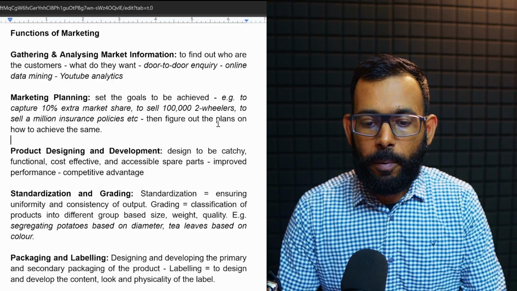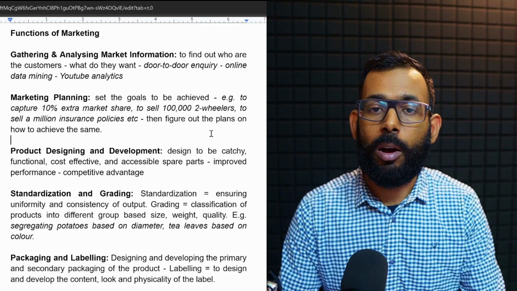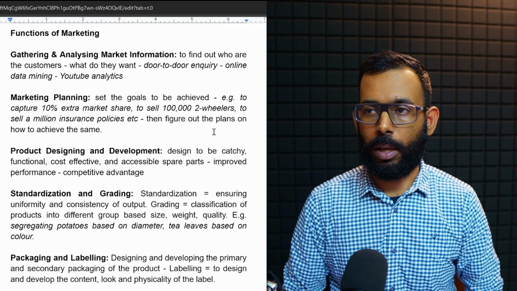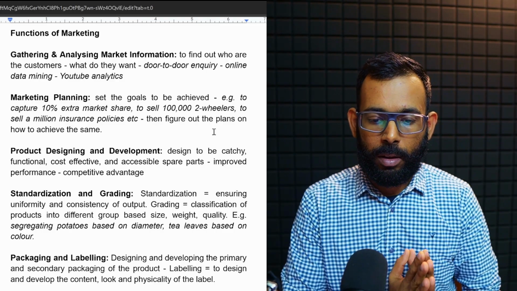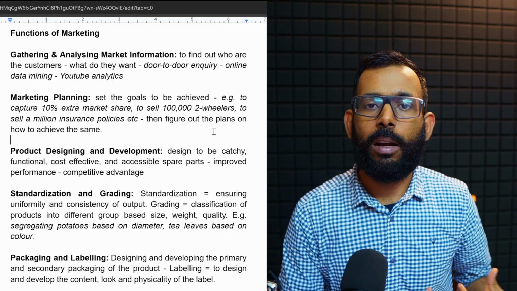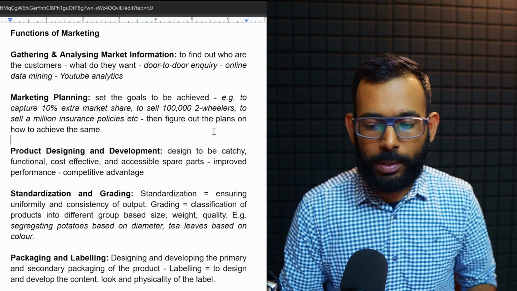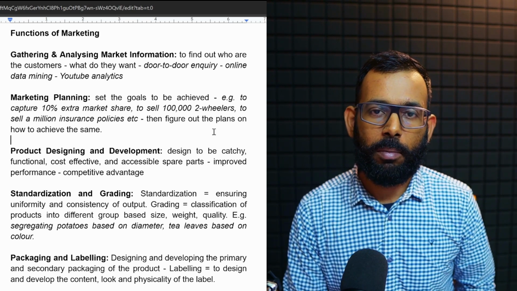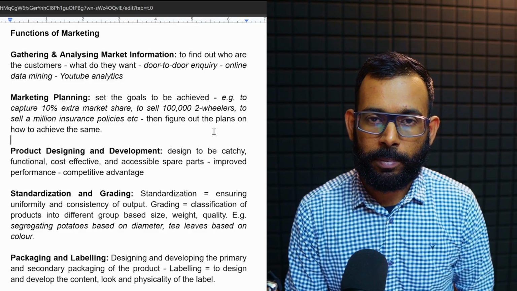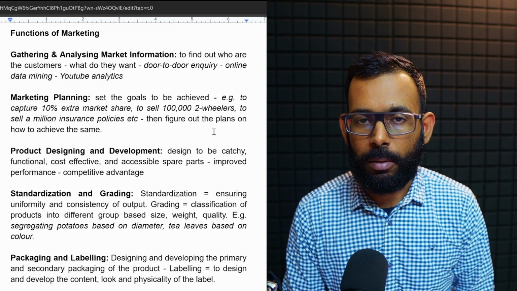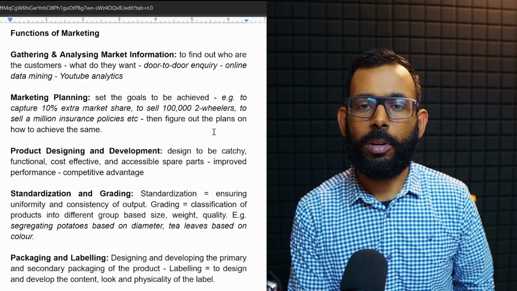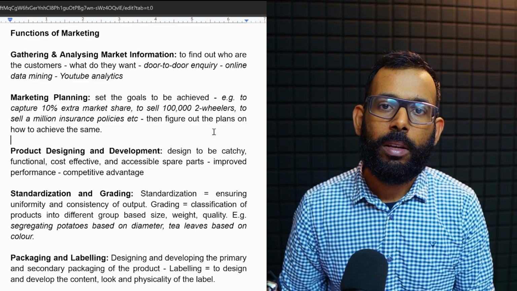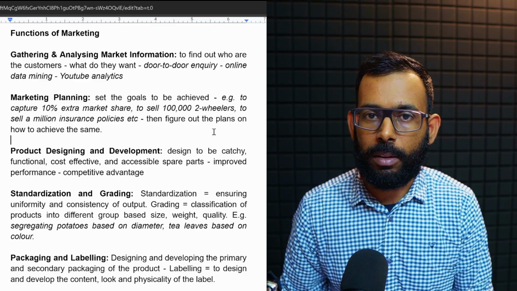Once you set the goal, then you figure out the plans on how to achieve the same. So you will know, okay, I want to sell 100,000 two-wheelers. What is my current production capacity? I want to sell 100,000 two-wheelers in a month, but my production capacity can maximum produce 50,000 only. So I have a bottleneck straight away there. When my production capacity itself is only 50,000, I cannot aim to sell 100,000 motor vehicles in a month.